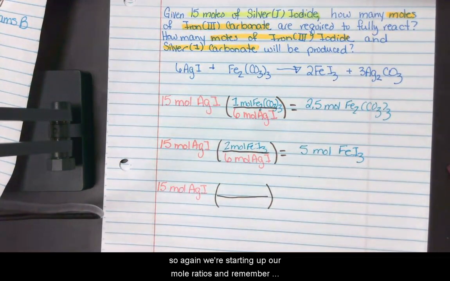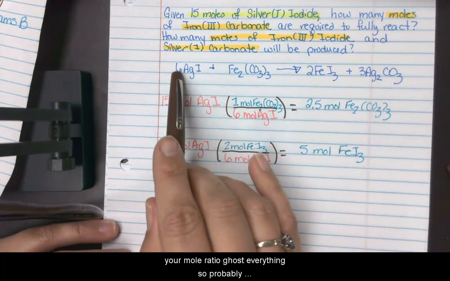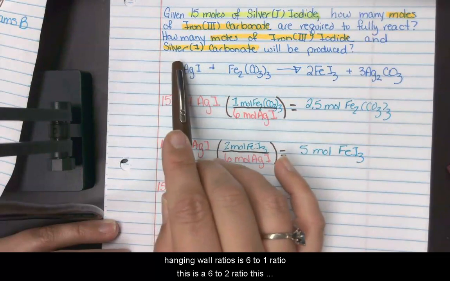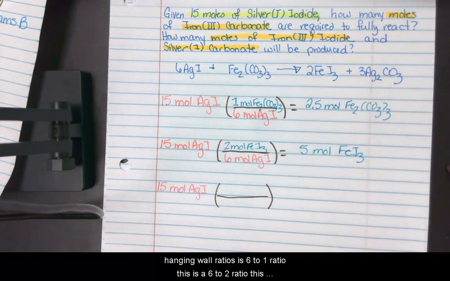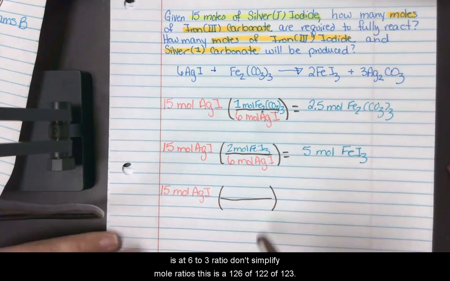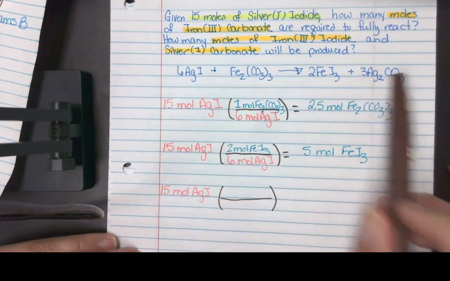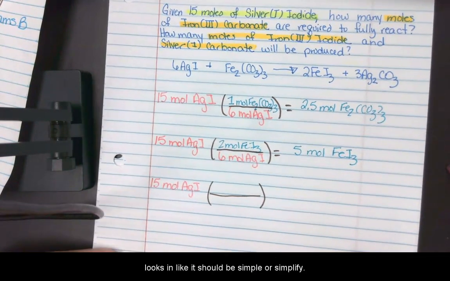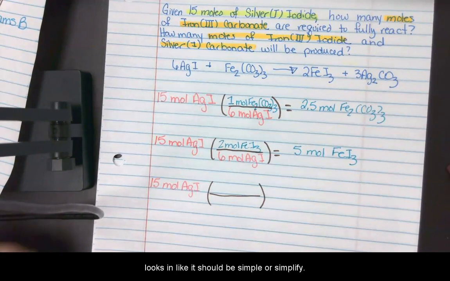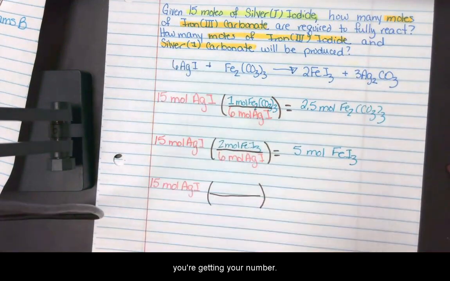And remember, your mole ratio goes to everything. So if we're looking at mole ratios, this is a 6-to-1 ratio, this is a 6-to-2 ratio, this is a 6-to-3 ratio. Don't simplify mole ratios. This is a 1-to-6, a 1-to-2, a 1-to-3. We don't simplify mole ratios. We use the numbers, even if it looks like it should be simplified. A 3-to-6 ratio will remain a 3-to-6 ratio because of where you're getting your numbers.